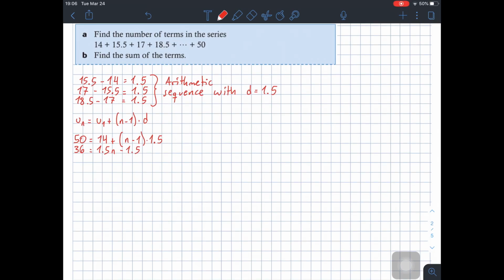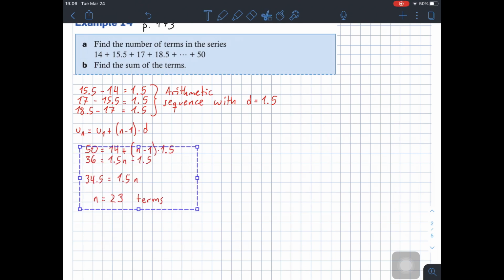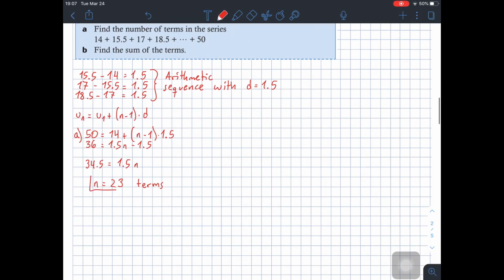So this would be 34.5 equals 1.5n. So n is 34.5 divided by 1.5, 23. So we have 23 terms, right? This would be the answer for part A. I'm gonna move this a little bit. So this is A, 23 terms.